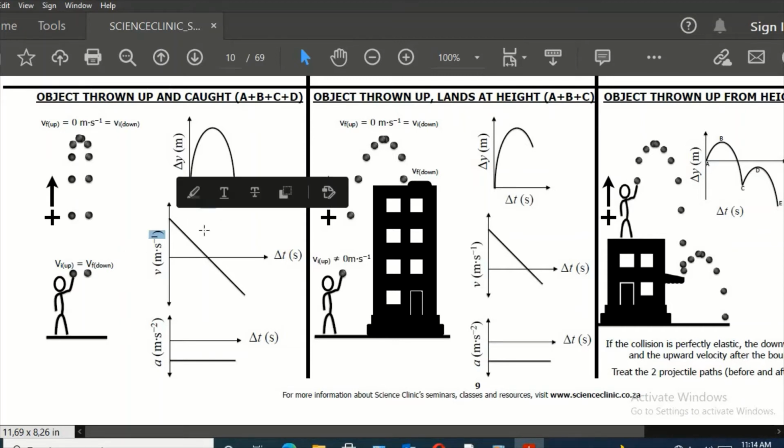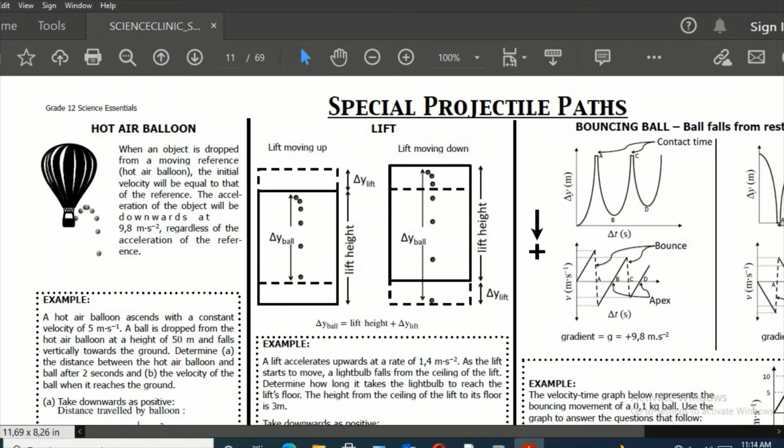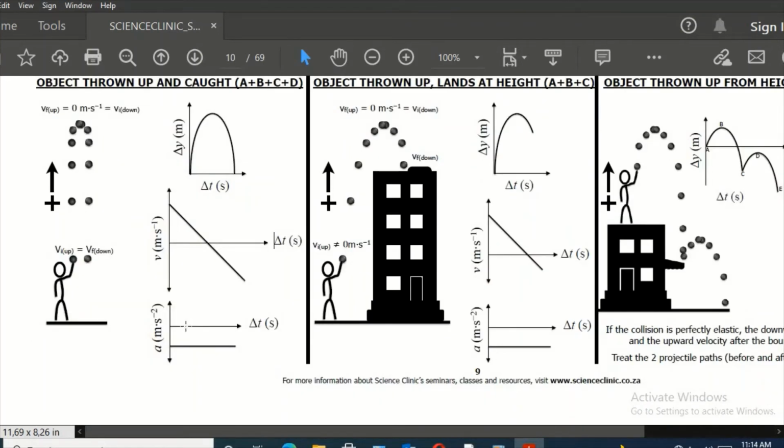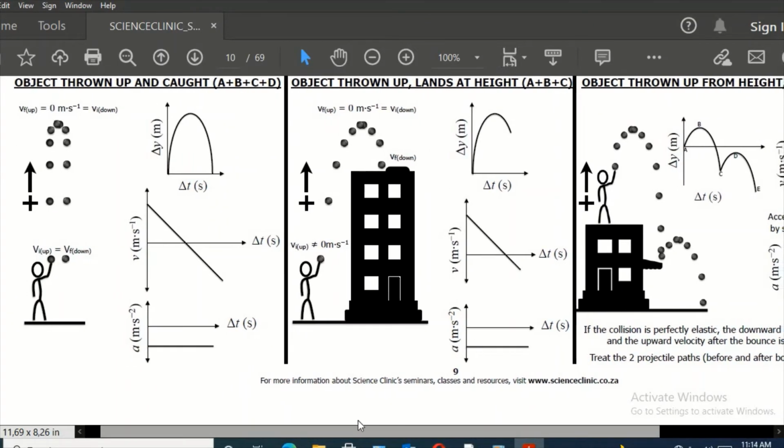And this is what the velocity time graph would look like. So now I'm thinking you are seeing how this graph actually goes. Let me go up, and then this would be the acceleration time graph.